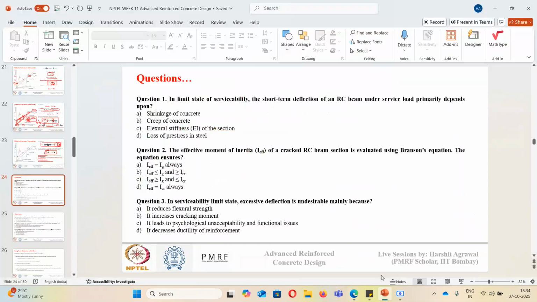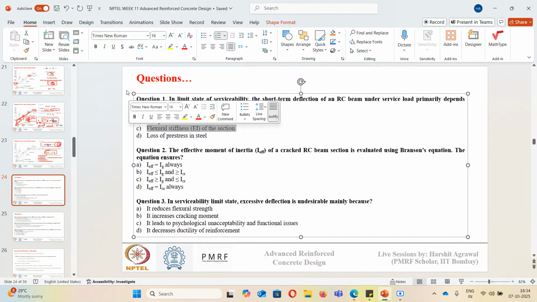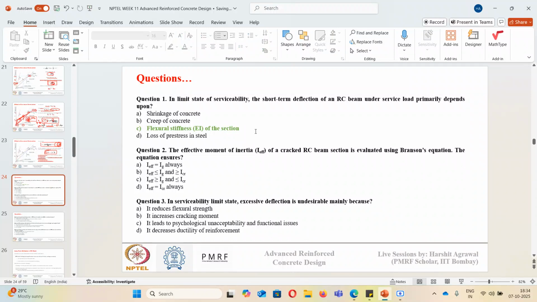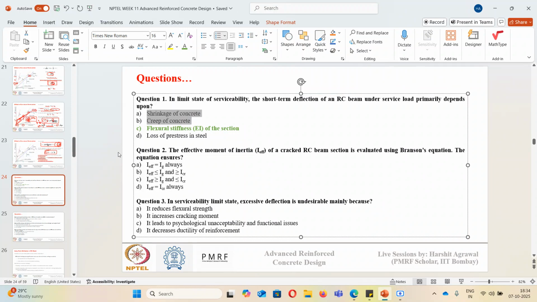Yes, the correct answer is C. We have just seen in the theoretical discussion that it is the flexural stiffness of the section which is contributing to the decrease. As cracking increases in concrete, the flexural stiffness of the section decreases, which leads to more deflection in the section. That is the factor contributing in short-term deflection. In long-term deflection, we'll see the effect of shrinkage and creep in concrete.